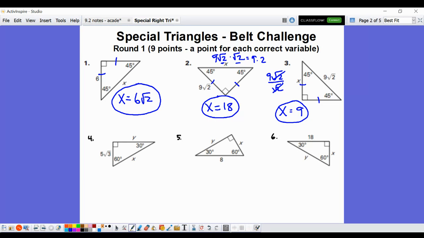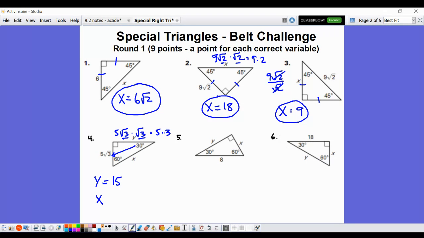Number 4, 5 and 6 are all 30, 60, 90s. 5 roots of 3. Identify it. That's my short leg. So to go from the short leg to the long leg, which is y, you want to take that short leg, 5 roots of 3, and multiply it by square root of 3. Again, square root of 3 times square root of 3 is 3. Y is going to end up being the result of 5 times 3. Final answer, y is equal to 15.